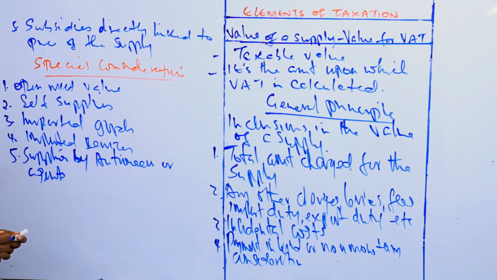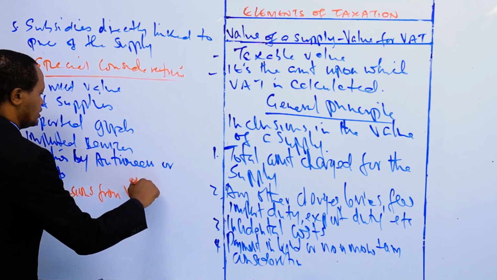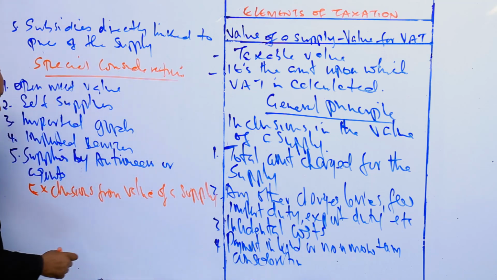Now, before we close the lesson, let us address the issue of exemptions or exclusions from value of a supply. That is to mean, what are the items that generally are not included in the taxable income? Exclusions from value of a supply. What costs or what is excluded from the value of a supply?